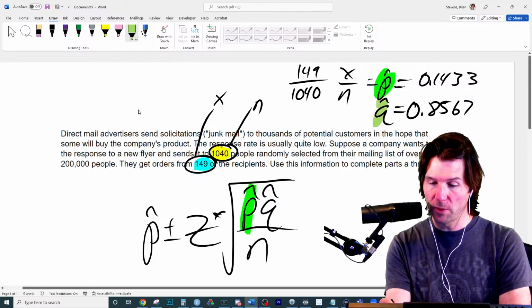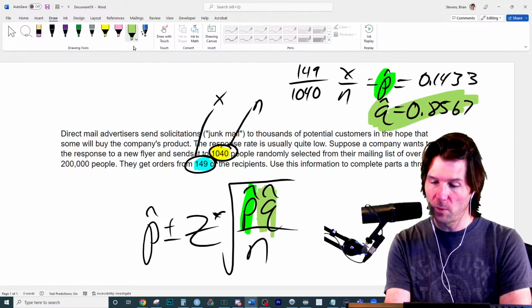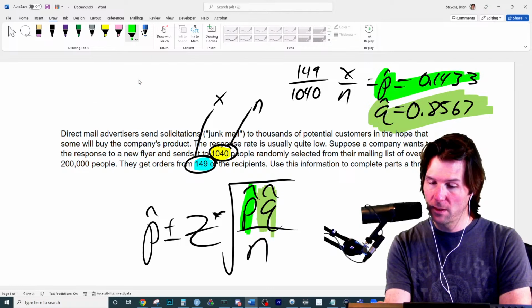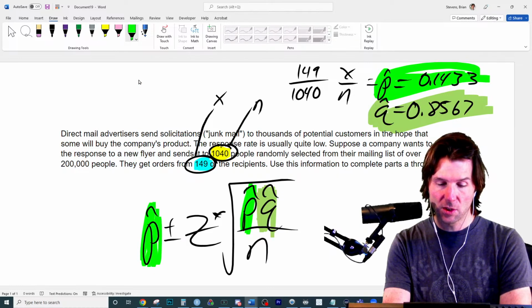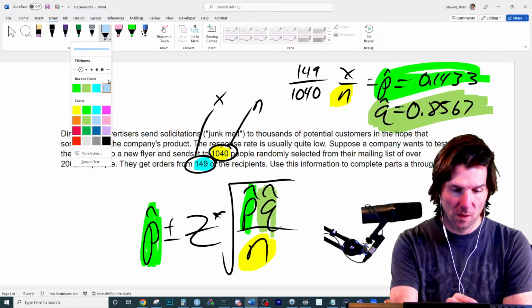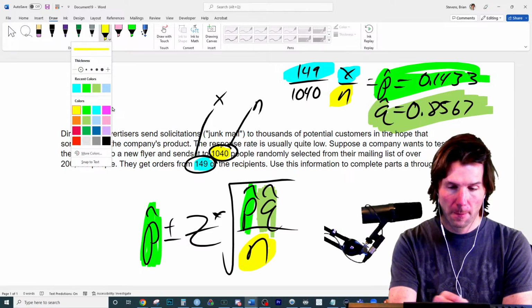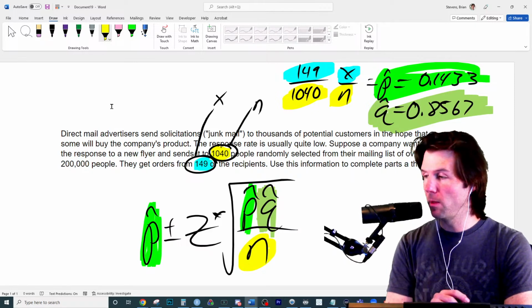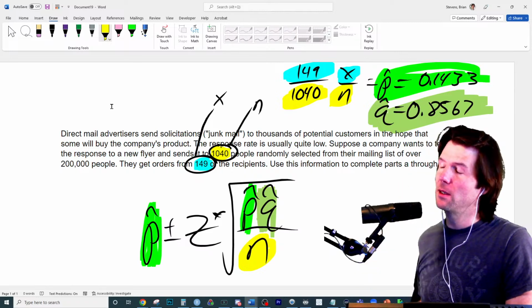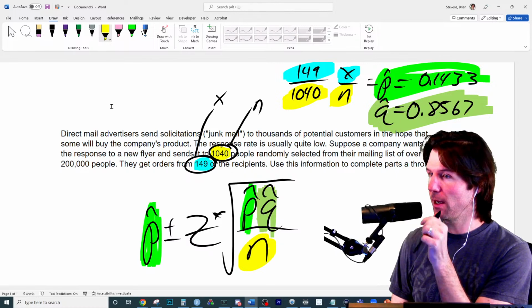So what component are we still missing? We're still missing one component right here, and what is it? What are we still missing mathematically? Z, and the Z star technically. So how do we find Z star? How do we find that one? So we've got everything but our Z star to solve this. How do we get that one? How do we find the Z star?